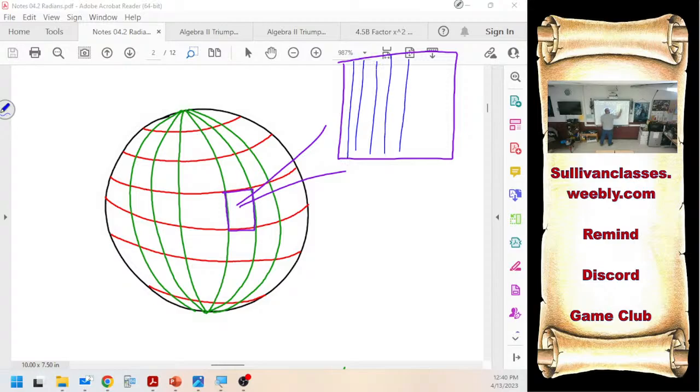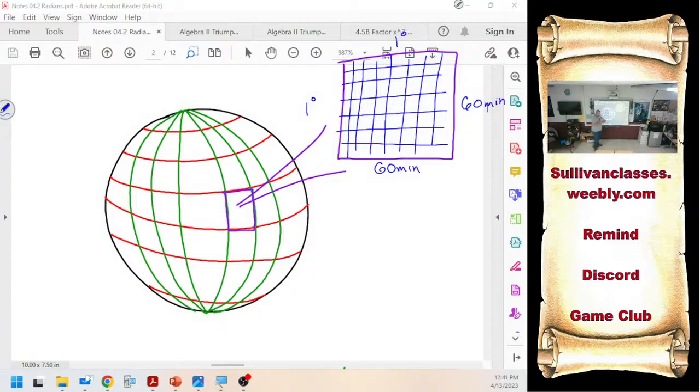Because something else that's circular that we all know very well is a clock. Okay, they're using things that people would understand as they're trying to navigate. I know that a clock has 60 minutes. So I'm going to take this section, and even though it's 1 degree by 1 degree, I'm going to say it's 60 minutes by 60 minutes. I'm going to break it up into 60 by 60 chunks. Okay?